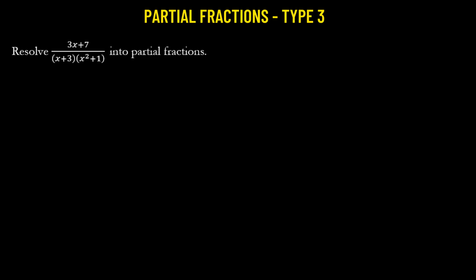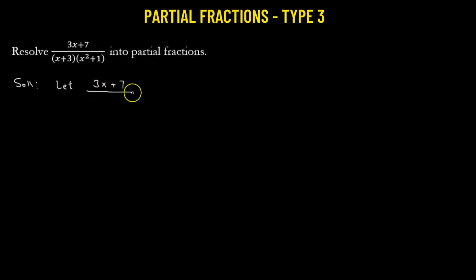So in this problem, we need to resolve the given rational fraction into partial fractions. Let us begin. Here we have a rational fraction which consists of two factors in the denominator. Since there are two factors in the denominator, that means we are going to have two partial fractions.